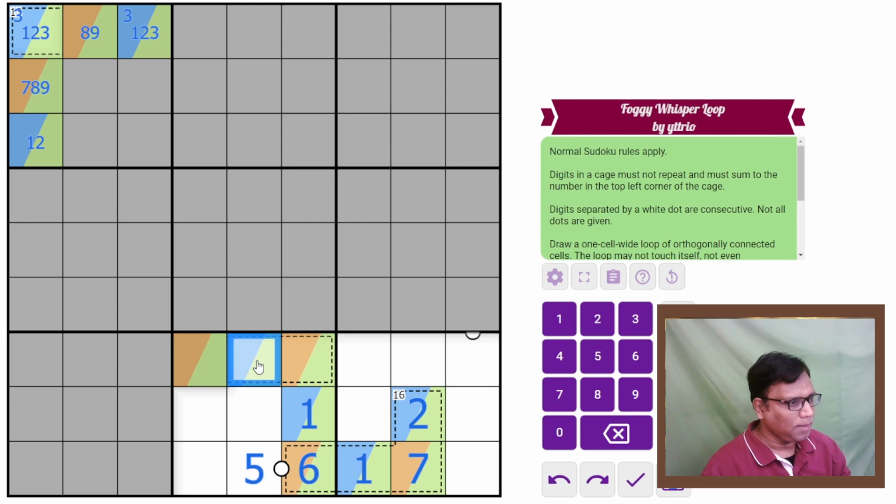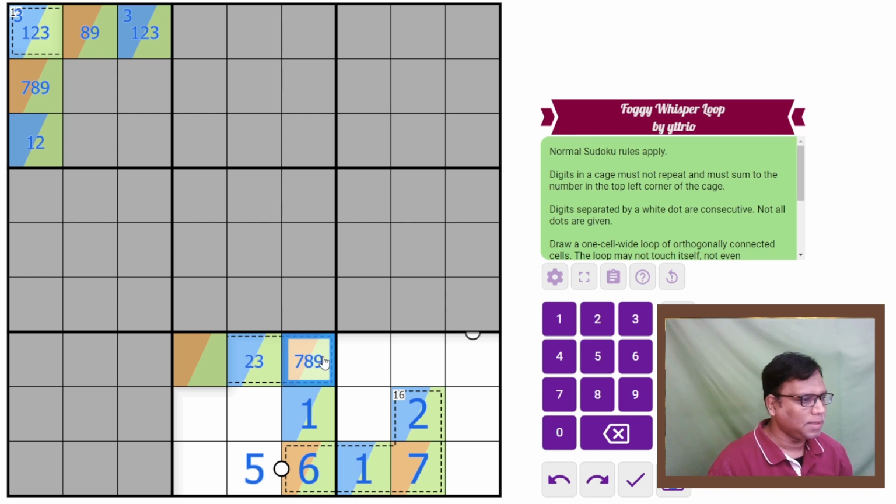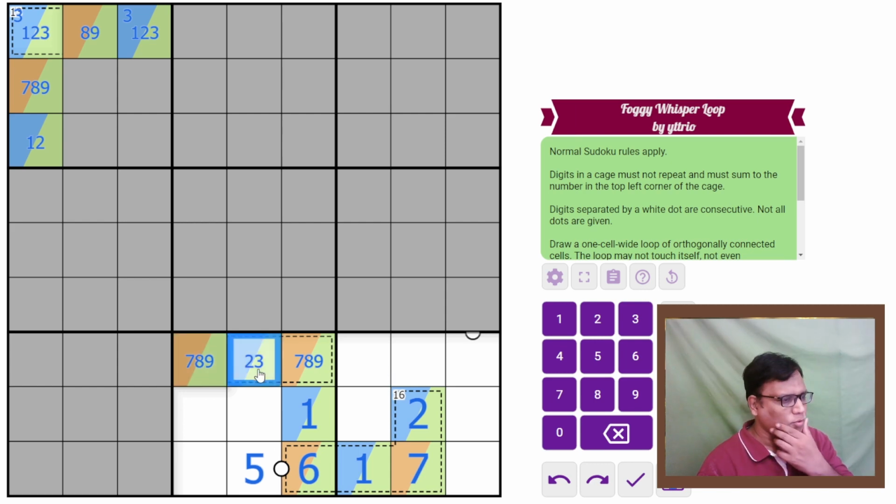That can't be 4, right? Because again, so that's 2, 3. That could be 7, 8, 9, that can't be 6. That's also must be 7, 8, 9. Now this is 2, 3, right? Yeah, right. No, not okay. If this is 2, you know that 7 is here, but if this is 3, you know that 8 is here.